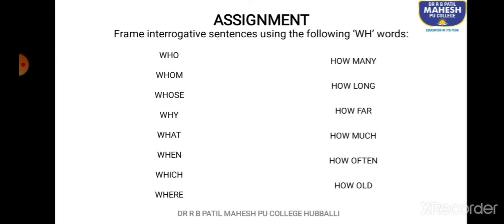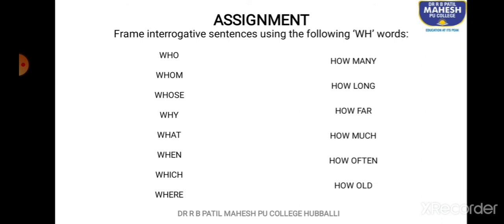You have 14 to 15 words, please use them in your sentences. Hardly 15 sentences is what you need to write in your assignment this class. So get this done and submit it at the earliest.